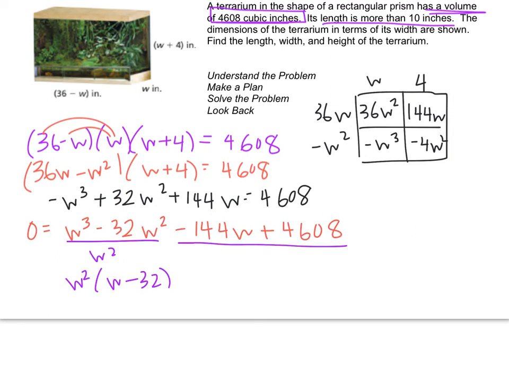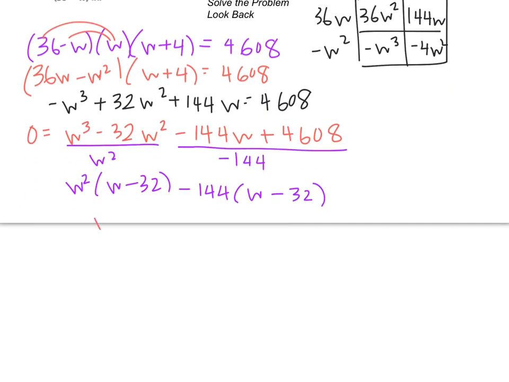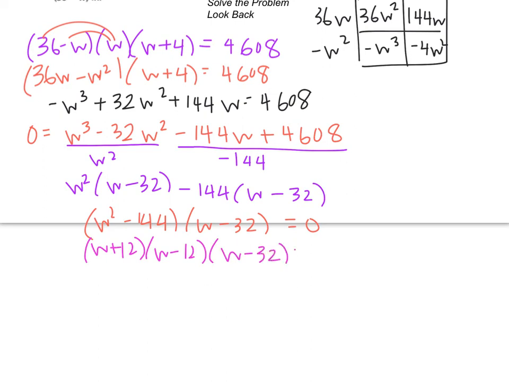Yeah, so I can divide both sides by negative 144, and then I'll get negative 144 times w minus 32. Almost there. Let's put it all together. I have w squared minus 144 times w minus 32 equals 0. And this is a difference of 2 squares, so I can keep going. Ooh, this question is quite a doozy. So I get w plus 12 times w minus 12 times w minus 32 equals 0.